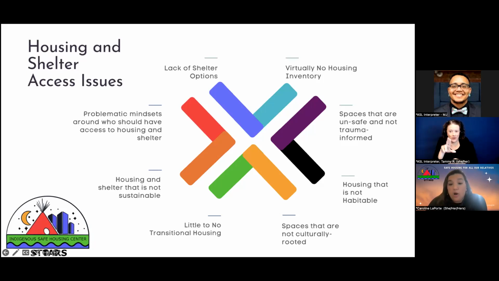As is an issue for all communities, not just communities in Indian country, there is virtually no housing inventory at the moment. And I do believe that our partners will talk about that later. There are spaces that are unsafe and not trauma informed, spaces that are not culturally rooted, housing that is not habitable, little to no transitional housing, housing and shelter that's not sustainable. What we mean by that is the time limits that we place on people's access to these spaces is often too tight. And then problematic mindsets around who should have access to housing and shelter, we think is one of the biggest things that we have to address in our work.